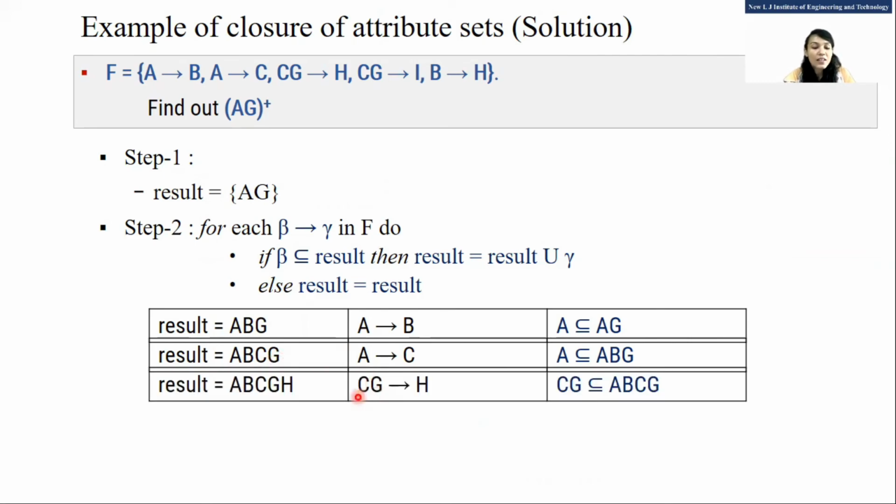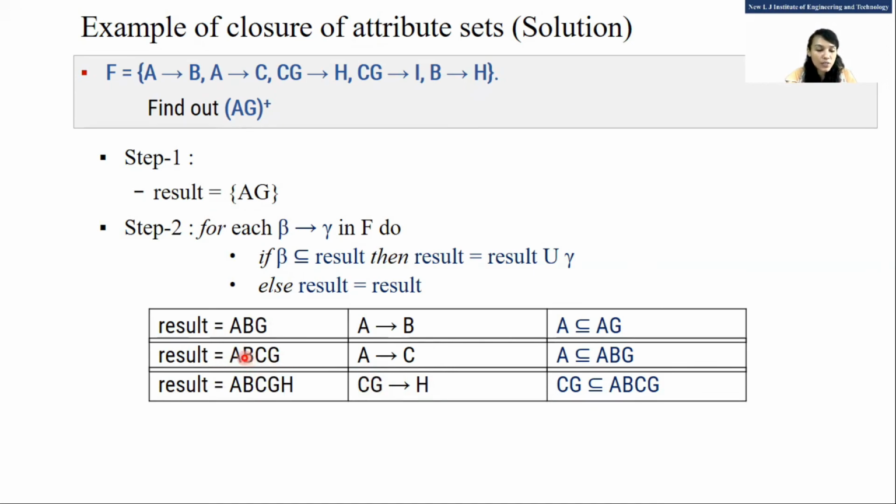Now next is CG determines H. Now why are we taking this CG determines H? Because C can be determined with A. So if we are getting C using A, then whatever we are getting with C, we can also get from A. So here CG determines H. B is already in the AG pair and C is already determined by A. Here we have result A, B, C, G.